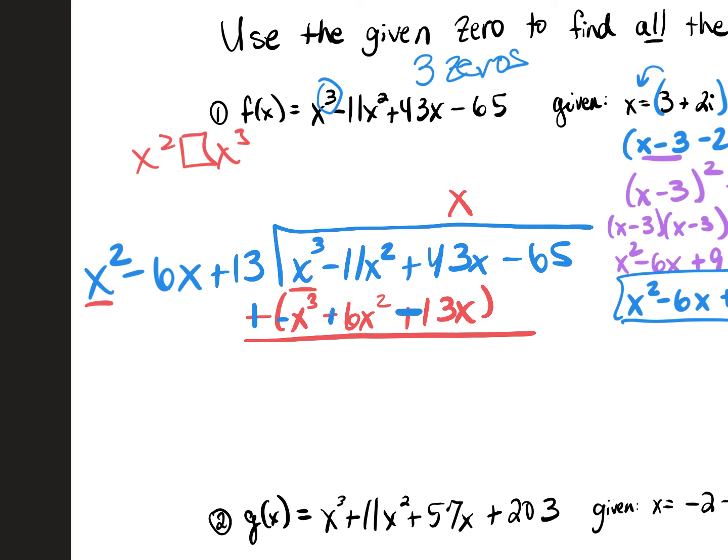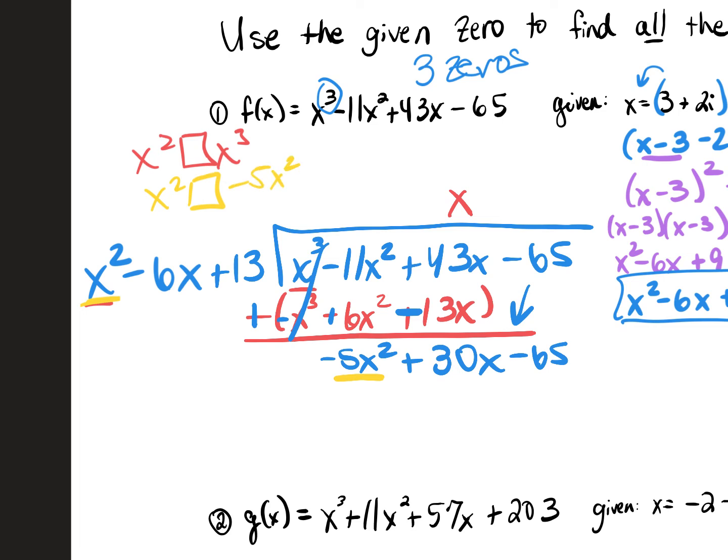So I have a negative 43x and 43x minus 13x gives me positive 30x. Negative 11x squared and a positive 6x squared gives me negative 5x squared. My x cubes cancel out. I'm going to bring down my minus 65. So again, first term into first term. So x squared times what gives me negative 5x squared? And that's going to be a negative 5.